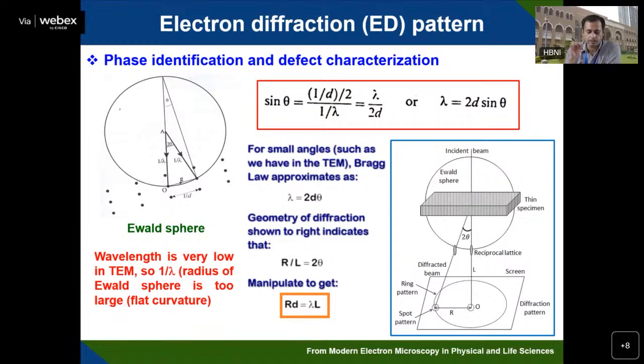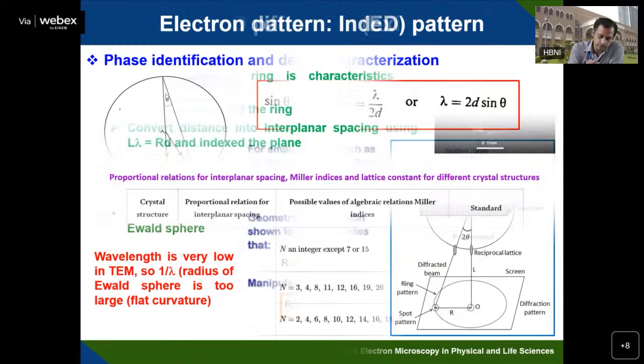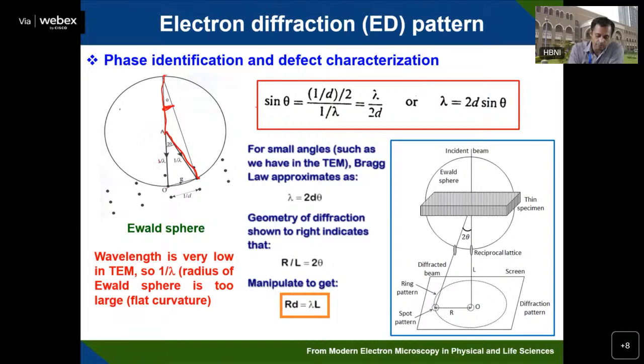This electron diffraction is mainly produced similar to the Ewald sphere I discussed in the case of X-ray diffraction. Wherever the reciprocal lattice is, you have the incident beam coming here, and it is diffracted like this at the angle theta. Then 1 by lambda, where lambda is the wavelength, is the radius of the sphere.